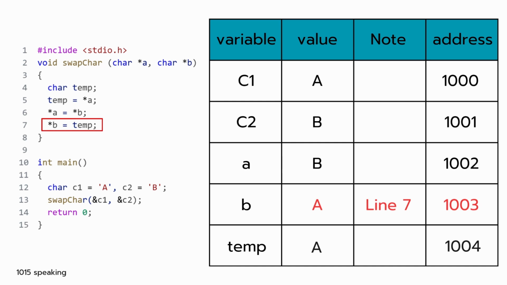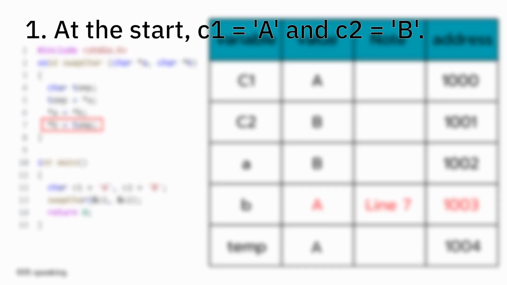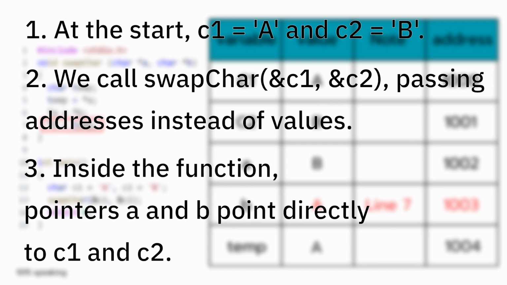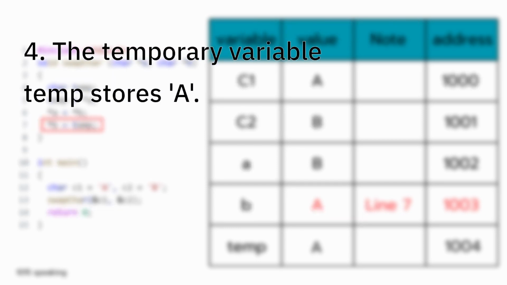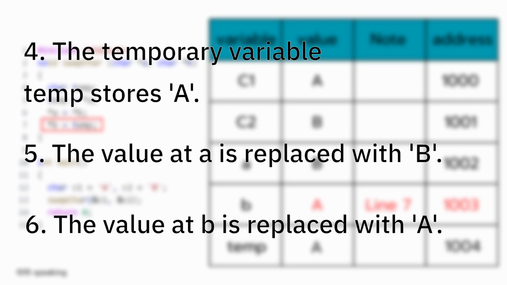Let's summarize everything we learned step by step. First, at the start, c1 is character A and c2 is character B. Second, we call swapchar, passing the addresses instead of values. Third, inside the function, pointers a and b point directly to c1 and c2. Fourth, the temporary variable temp stores character A. Fifth, the value at a is replaced by character B. Sixth, the value at b is replaced by character A.